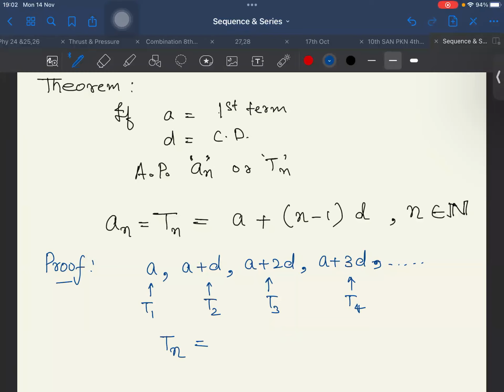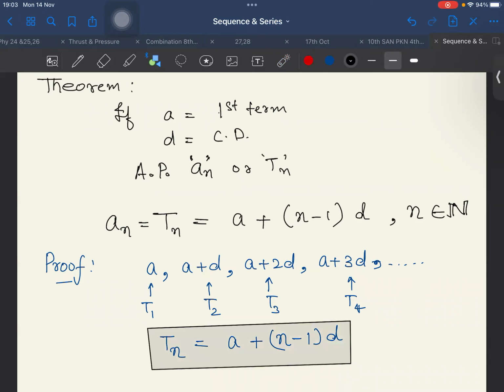Corollary, we can write Tn is equal to a, which is common in all, plus n minus 1 times d, right? Can we write this or not? See, in the second term, the value of n is 1. In the third term, the value of n is 2. In the fourth term, the value of n is 3. So in the nth term, the value will be n minus 1, right? Does anybody have any doubt or anything you want to ask? Is that okay?